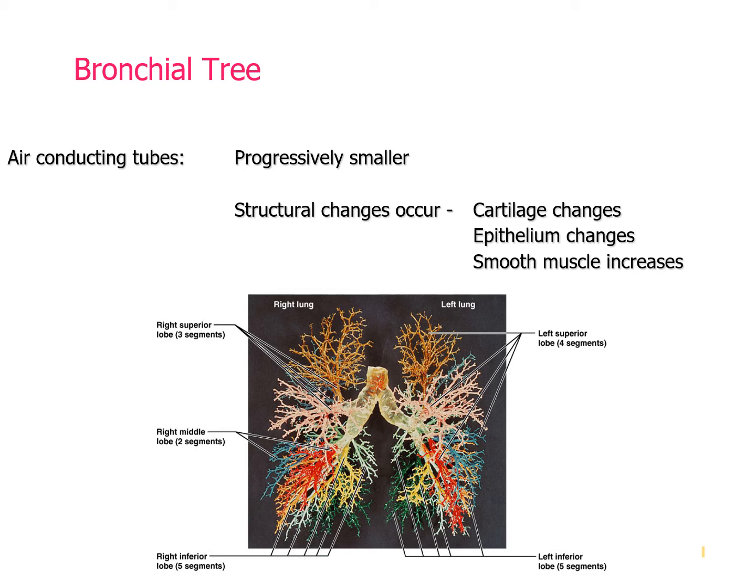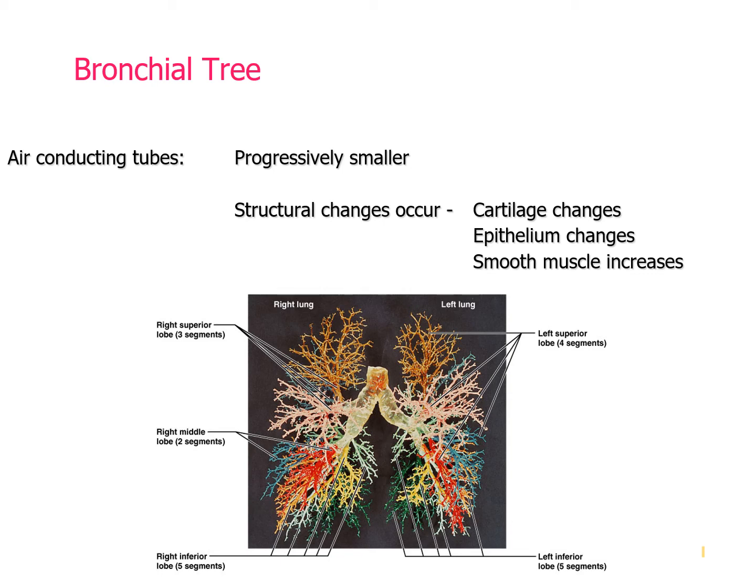So, as you travel further down that bronchial pathway of the conducting zone, the bronchi or bronchioles get progressively smaller, and you have structural changes in the walls. The cartilage changes. There's less and less cartilage as you move further down. The epithelium changes, and the amount of smooth muscle around the tube structures increases. In the end, it's a very fine meshed structure, delivering air throughout the lung tissue.